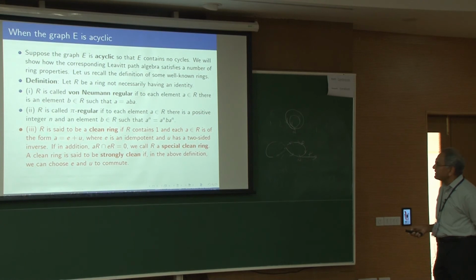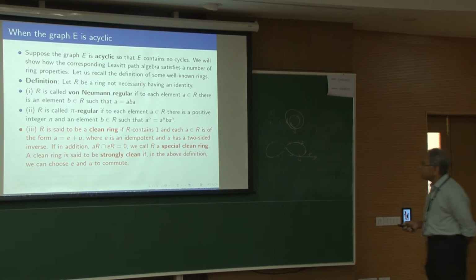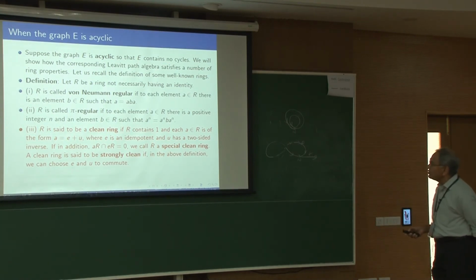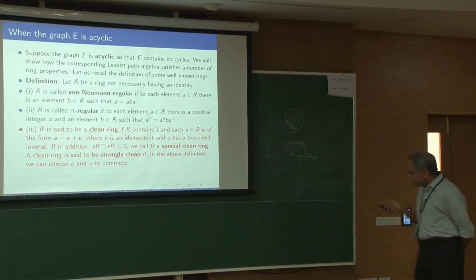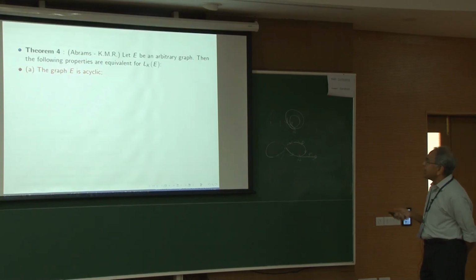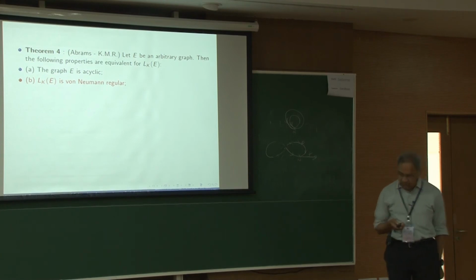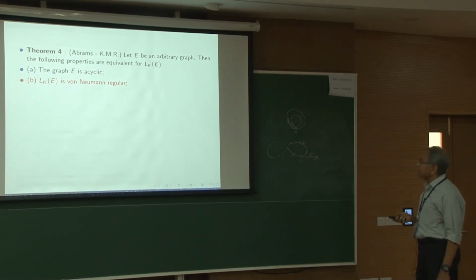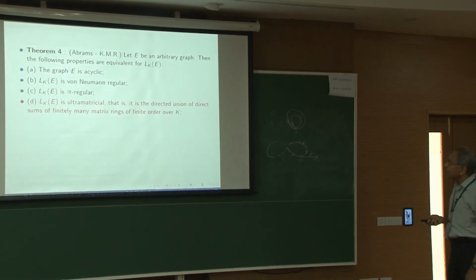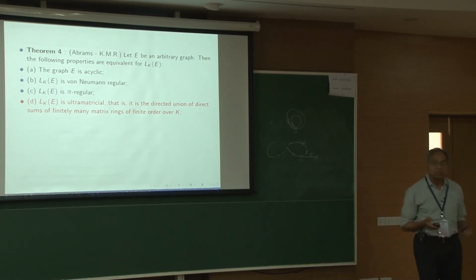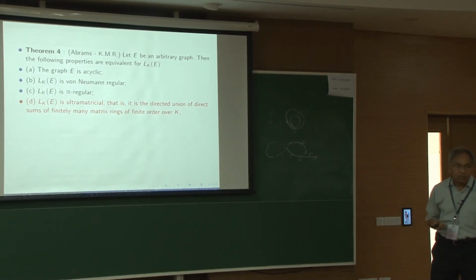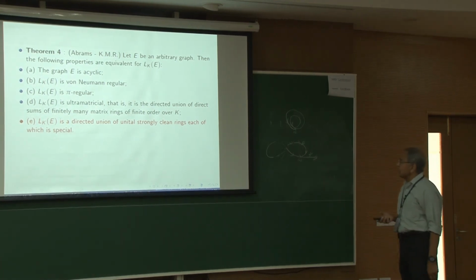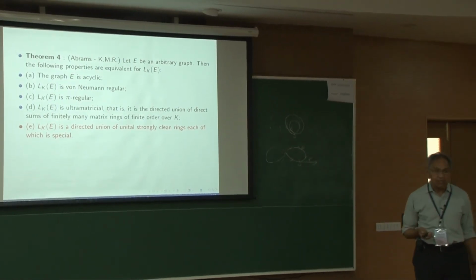There is also some specialization of this clean property. If the left ideal generated by A and the left ideal generated by this idempotent intersect in 0, it is called a special clean ring, and it is said to be strongly clean if E and U commute. These ring properties are all independent, but if you assume the graph has that one property, that there are no cycles, then the Leavitt path algebra must be von Neumann regular, it must be pi-regular, and it will be ultramatricial, that is, a directed union of finite direct products of matrix rings, and a directed union of subrings, each of them unit-regular and strongly clean, which are also very special.